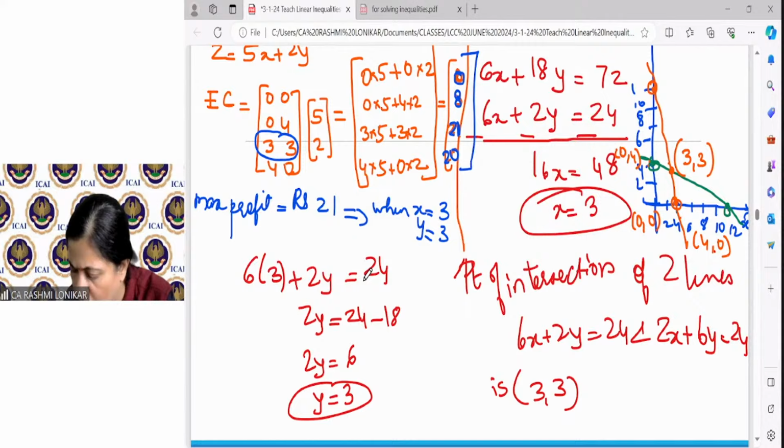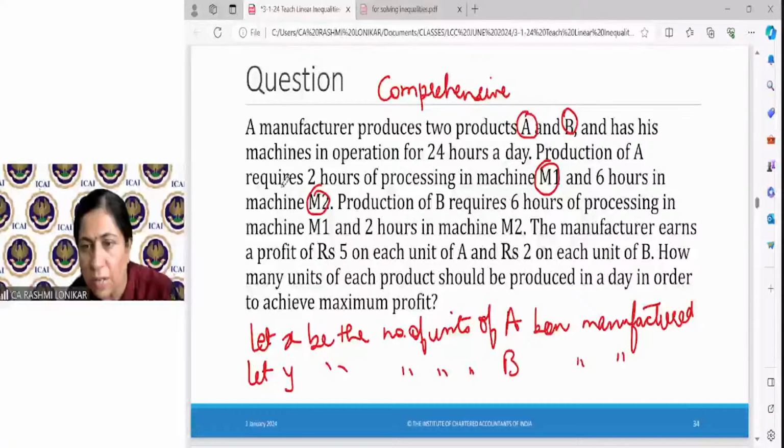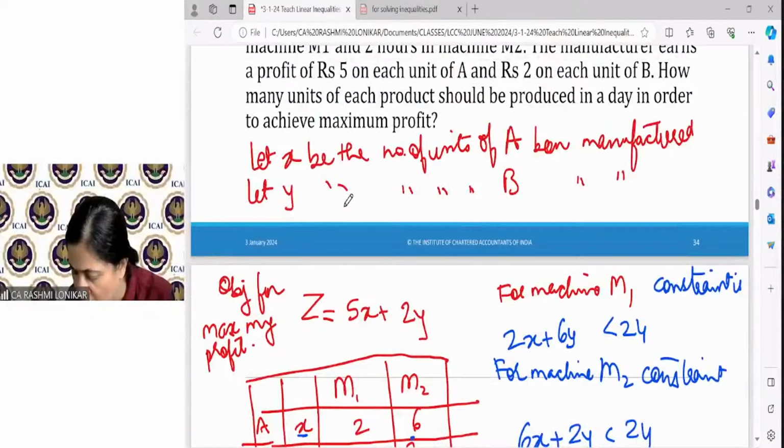M1, M2 denotes C. M1, M2 is machine. They've written, no? Production of A requires 2 hours of processing in machine M1 and 6 in M2. So M1, M2 are machines. Yes, Himanshu, this is correct.